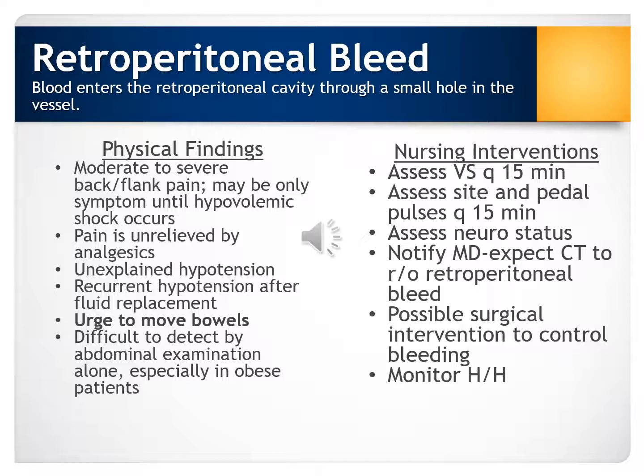Sometimes it's difficult to notice this on examination, especially if the patient is obese. If it is determined or you're suspecting that the patient has a retroperitoneal bleed, vital signs, site assessment, and pedal pulses will be every 15 minutes, along with neuro checks. You'll want to make sure that the procedural physician is notified, and you can expect that they will be ordering a CT scan to rule out the bleed. If they determine that there is a bleed, they may do a surgical intervention to control and stop the bleeding, and you will be monitoring their hemoglobin and hematocrit.